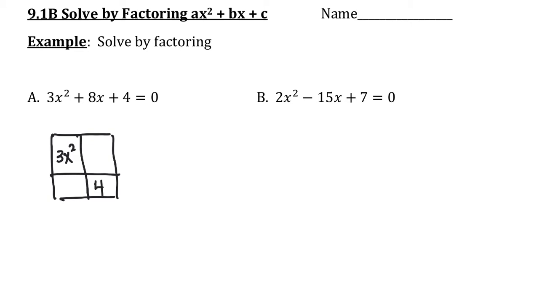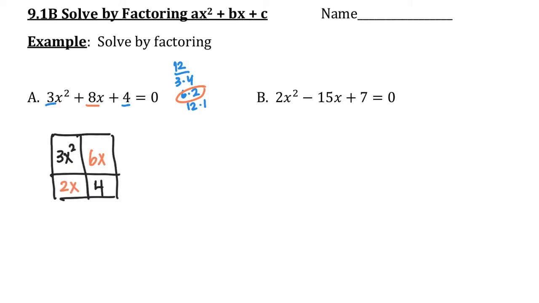Okay, I'm gonna multiply a times c, 3 times 4, and I get 12. I'm gonna think of the factors of 12. Let's see, 3 times 4, 6 times 2, 12 times 1. And I'm going to check and see which of those factors add up to the 8x I want it to add up to. So that must be 6x and 2x.